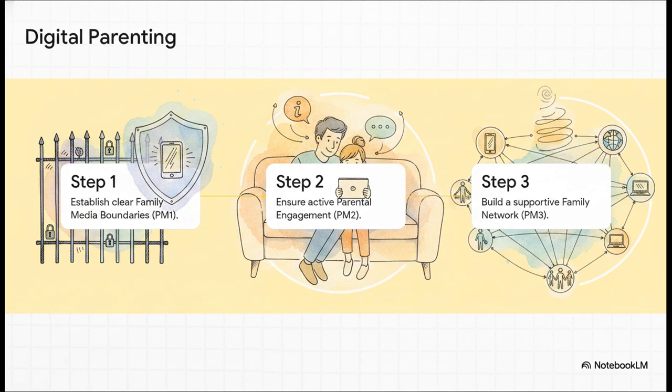Well, you can implement this enablement through 3 highly actionable principles. Step 1 is establishing clear family media boundaries, setting policies that apply to everyone, and yes, that includes the parents. Step 2 is ensuring active parental engagement. That means you mediate and discuss cyber safety openly rather than just setting a filter and walking away. And step 3 is building a family network, creating an informed, supportive environment that actually understands current tech trends.